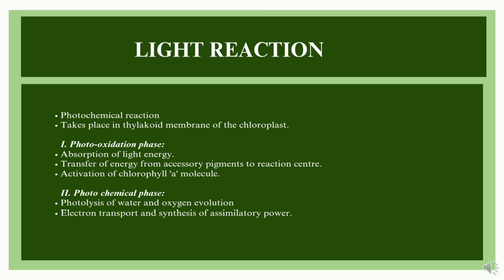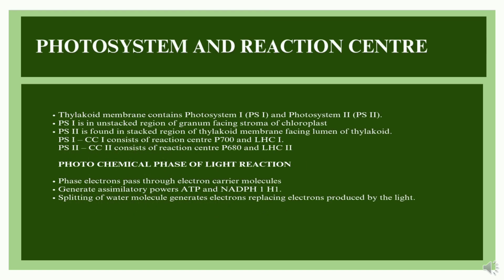Photosystem and reaction center. The thylakoid membrane consists of photosystem 1 and photosystem 2. Photosystem 1 is an unstacked region of the granum facing the stroma of the chloroplast, whereas photosystem 2 is a stacked region of the thylakoid membrane facing inside the thylakoid. Photosystem 1 consists of core complex 1 with reaction center P700 and light harvesting complex 1. Photosystem 2 contains core complex 2 with reaction center P680 and light harvesting complex 2.